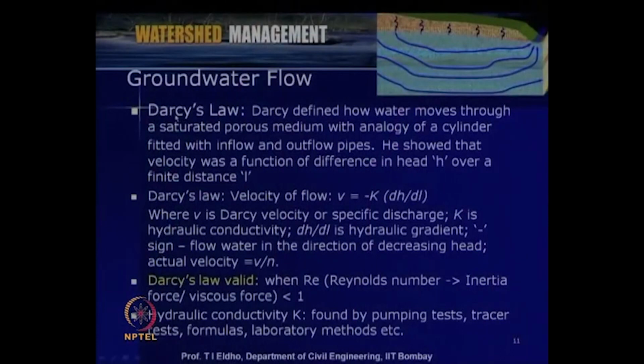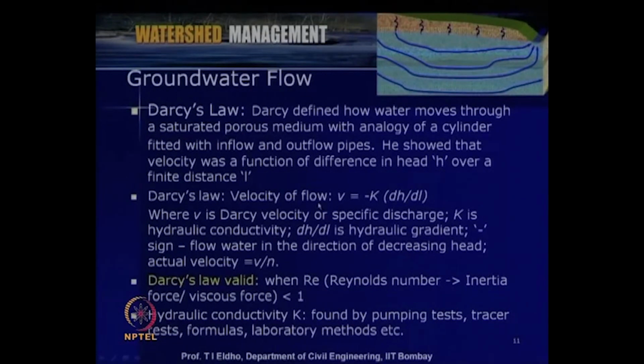One important governing law was proposed by Darcy in the 19th century. Darcy was a French engineer who conducted a large number of experiments and put forward certain laws called Darcy's law. Darcy defined how water moves through a saturated porous media with the analogy of a cylinder fitted with inflow and outflow pipes. Darcy showed that velocity was a function of the difference in head h over a finite distance L. So, if this is a soil media, between one location and another within the flow direction, what is the head difference and what is the distance between those two points? Accordingly, he proposed Darcy's law.